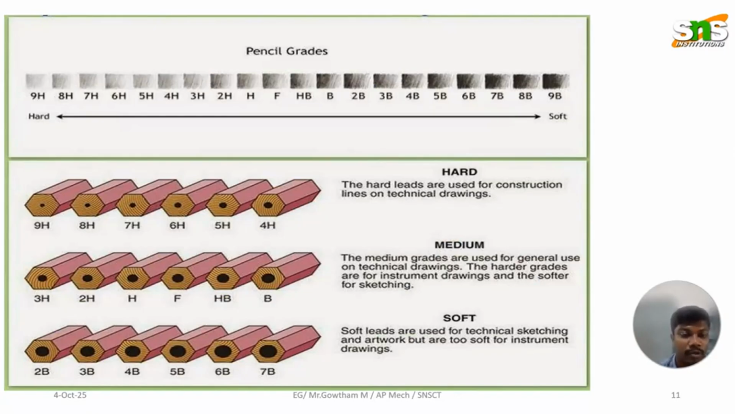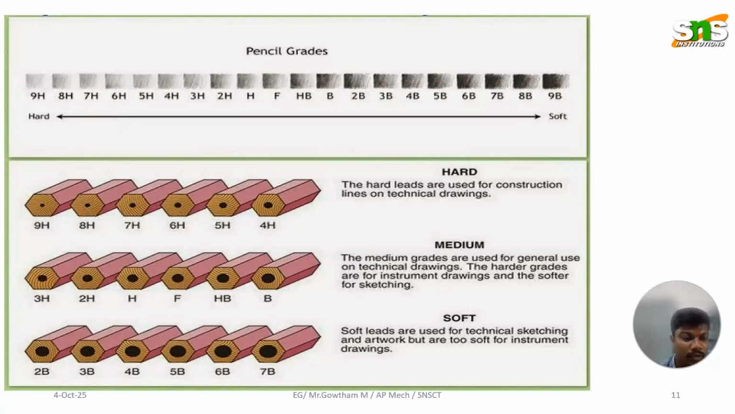How to use the pencil? We should draw using a pencil only. We already know about this. But how to draw, what pencil for what diagram, and what pencil for what particular parts. First one is hard, second is medium, third is soft. In hard there are 9H pencil, 2H pencil. H is nothing but hard. 9H, 8H, 7H, 4H, 6H, etc. These hard pencil leads are used for construction lines and technical drawings.